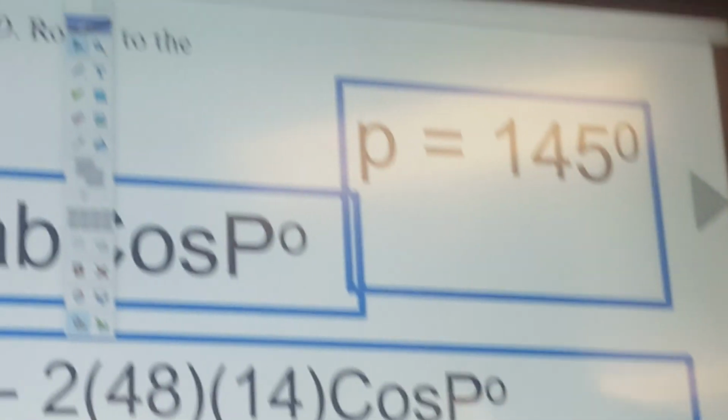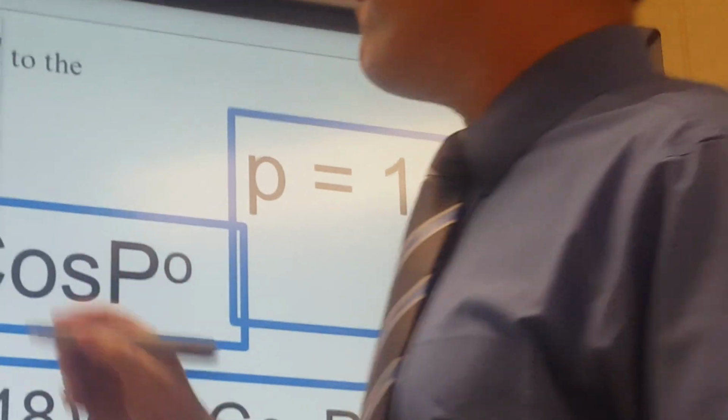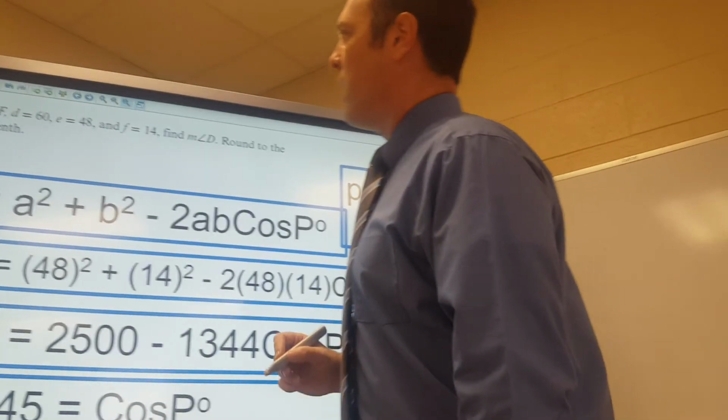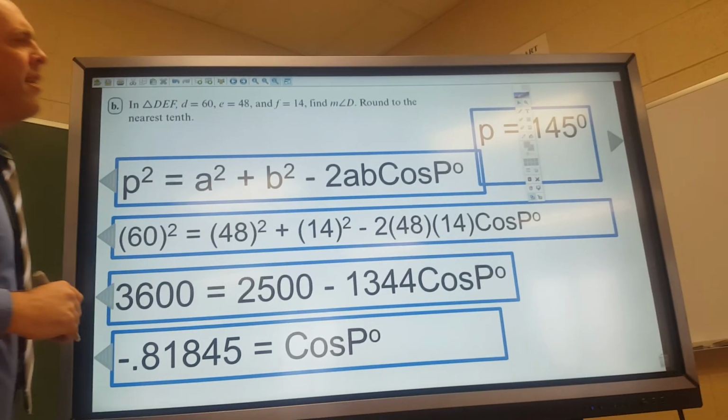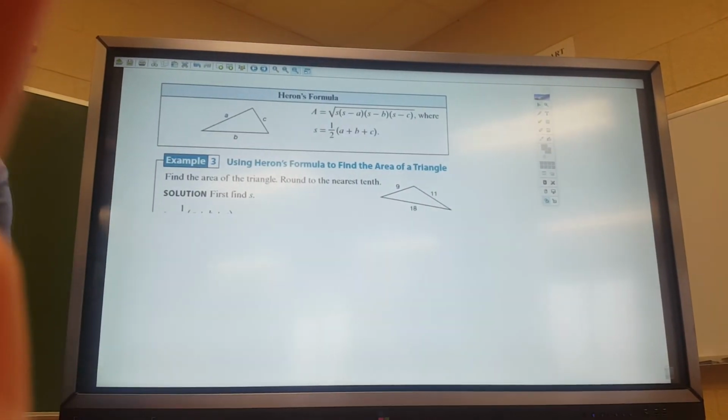Now when we do that, we get that angle D, which I kept as P, is approximately 145 degrees. It says round to the nearest tenth. I didn't do that. I think I was following the book on that. But hopefully you get the point.